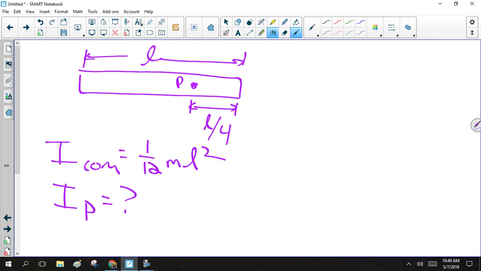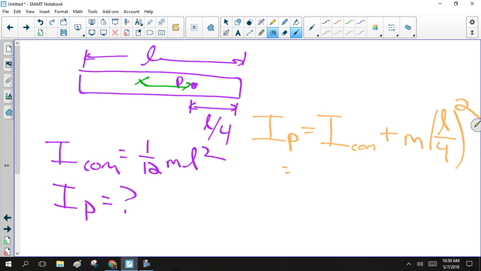So what type of problem is this, you guys? Parallel axis theorem, right? Because we know an expression for the rotational inertia about the center of mass, and we're moving it over. So the rotational inertia about point P is equal to the rotational inertia about the center of mass plus mh squared, right? What does h represent in words? The distance you've moved your pivot point from the center of mass, right? And for us, that's going to be L over 4. Don't forget to square it.